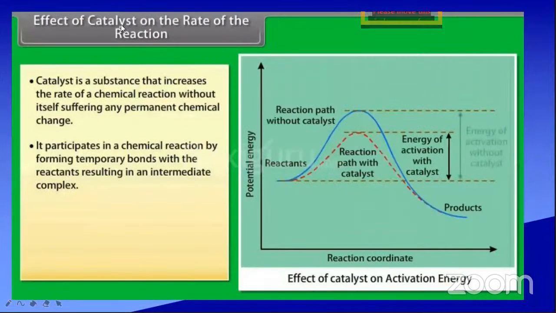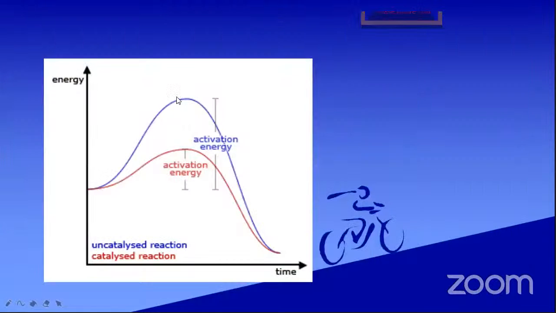Okay, last one, effect of the catalyst. Like temperature, a catalyst also affects the rate of a reaction. By using the catalyst, the activation energy of the reaction decreases, so the reaction path has lower activation energy. That's why the rate of reaction will be increased. What is a catalyst? A substance that does not get involved in the chemical reaction but can increase the rate of reaction is called a catalyst. By using the catalyst, we can increase the rate of reaction. That is the conclusion from the catalyst effect on the rate of reaction.